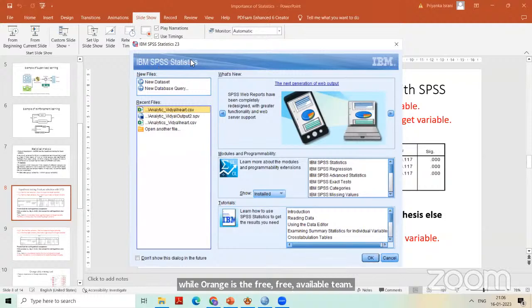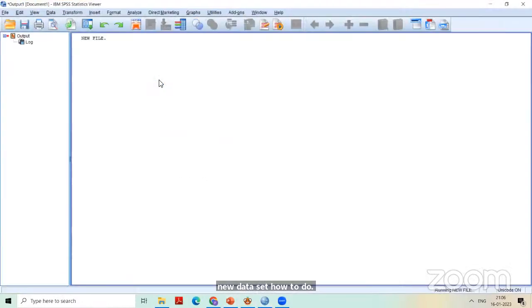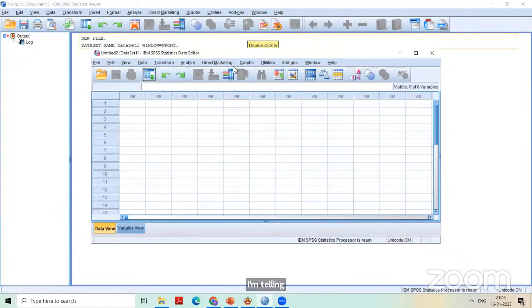The reason is SPSS is statistical software. It is basically designed for statistics, which is why we get very good results here. So for understanding, I'm using this. Now I'm taking one data set. I'm clicking here, new data set. How to do it, I'm telling you. As soon as I clicked on new data set, I got this file.